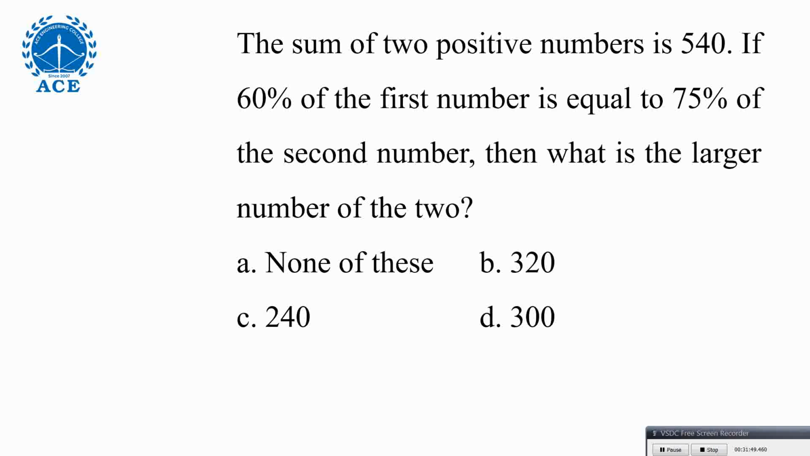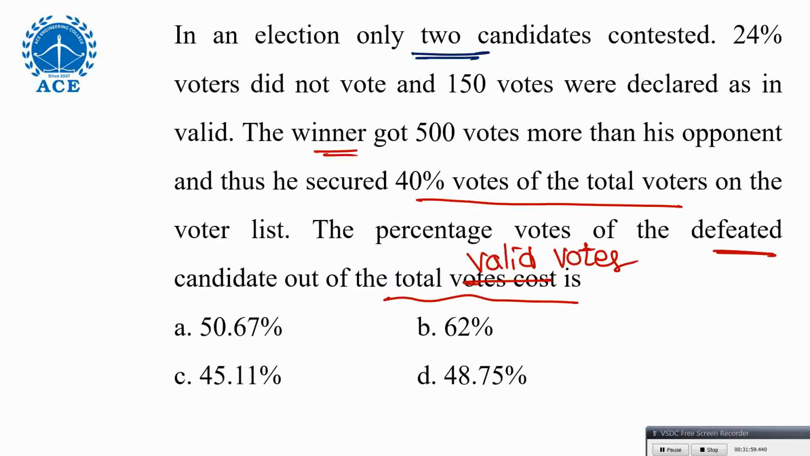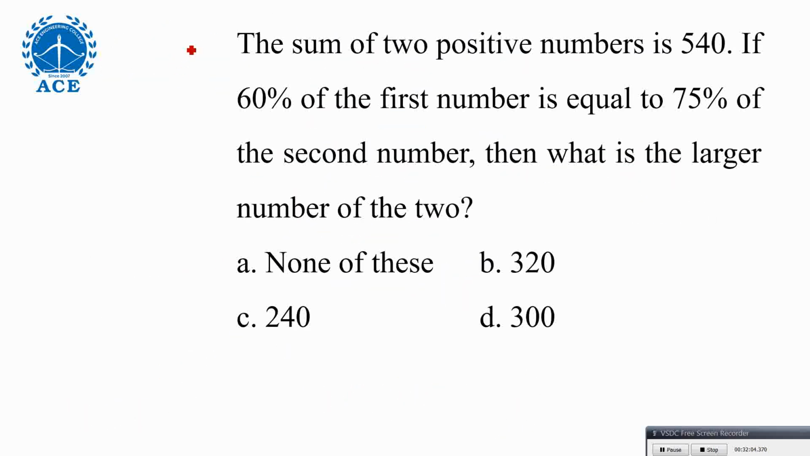Now, sum of two positive numbers. 60% of the first number is equal to 75% of the second number. What is the larger number out of the two? This is question 51, the 60th question in today's session. The sum of two positive numbers is 540. If 60% of the first number is equal to 75% of the second number, then what is the larger number of the two?